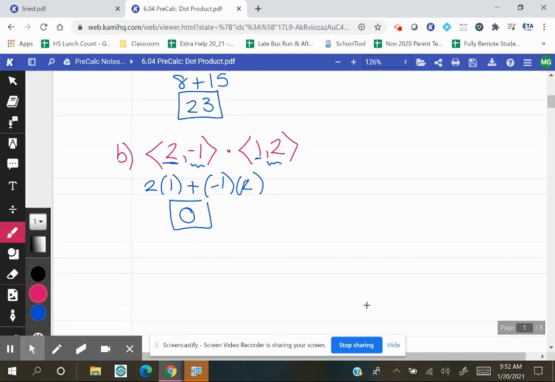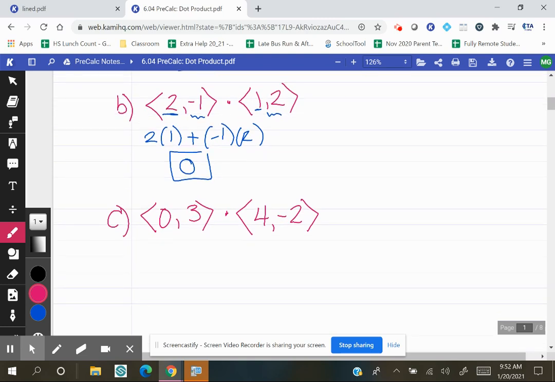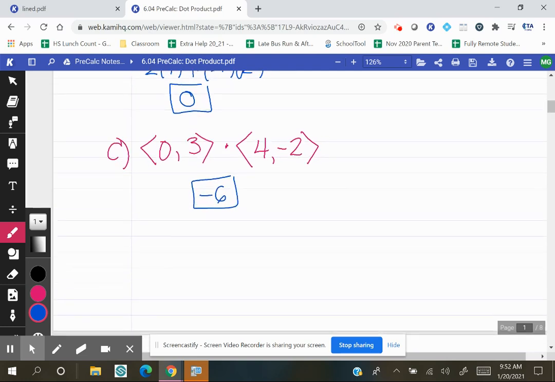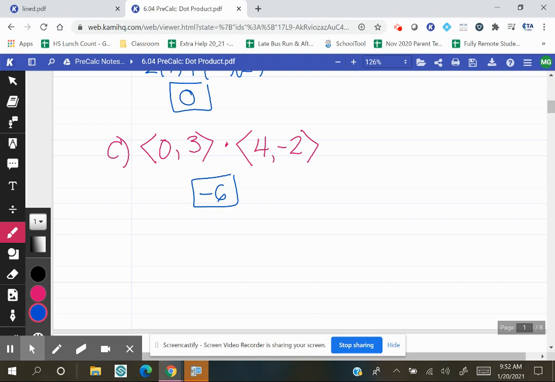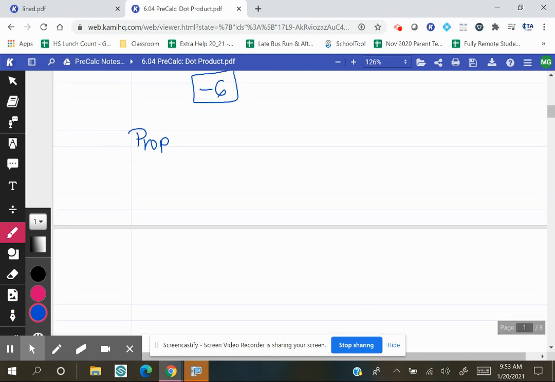Let's try one more. And I'd like you guys to do this one completely on your own. So the vector 0, 3, the dot product of that with 4, -2. Pause the video and go ahead and try that one. All right, so you should have gotten -6 for your dot product there. Again, on your papers, I should see all the work written out like we did for letter A and letter B. All right, next let's talk about the properties of a dot product.